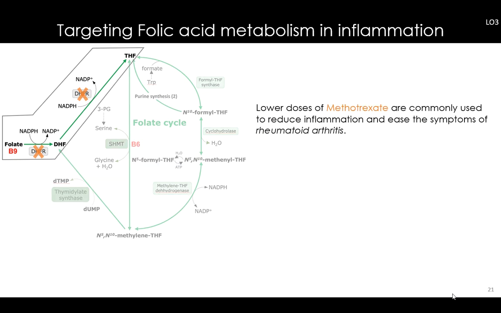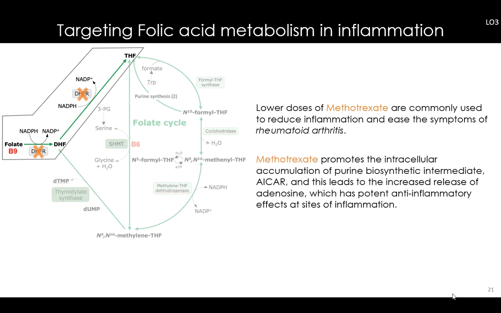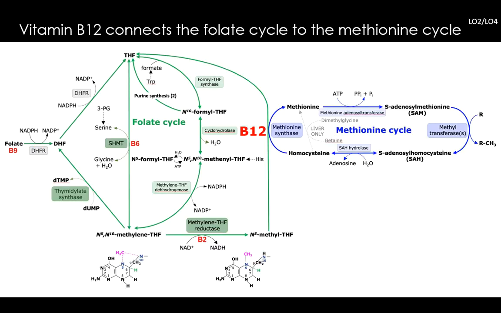Low doses of methotrexate are commonly used to reduce inflammation and ease the symptoms of rheumatoid arthritis. Methotrexate promotes the intracellular accumulation of the purine biosynthetic intermediate, AICAR, as previously noted, and this leads to the increased release of adenosine, which has potent anti-inflammatory effects at sites of inflammation. Vitamin B12 connects the folate cycle to the methionine cycle.